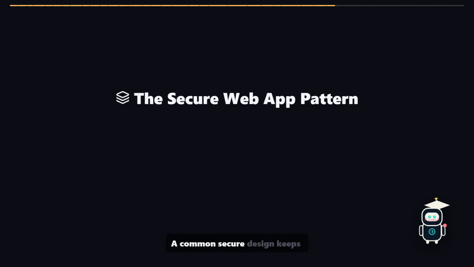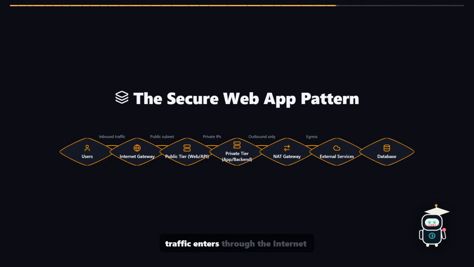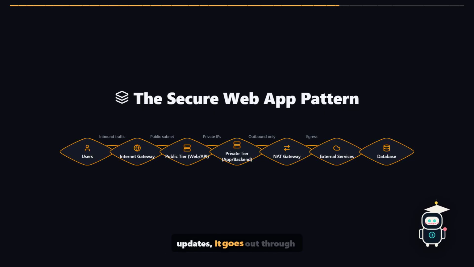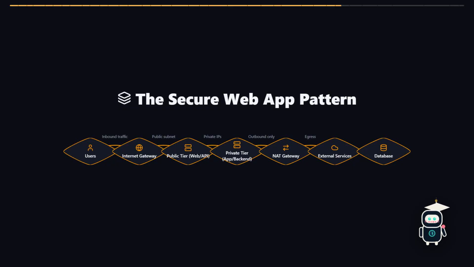A common secure design keeps the public footprint small. User traffic enters through the Internet Gateway into a public-facing tier. That tier then communicates with backend services over private addresses inside the virtual network. When the backend needs to call an external service or download updates, it goes out through a NAT gateway. The database sits with no direct internet route at all. That way, only the entry point is exposed, and the rest stays private.